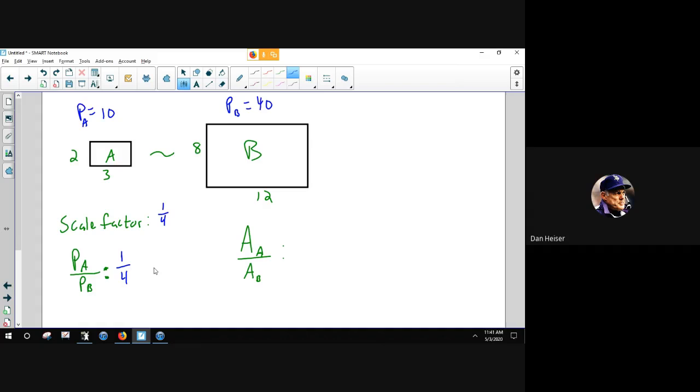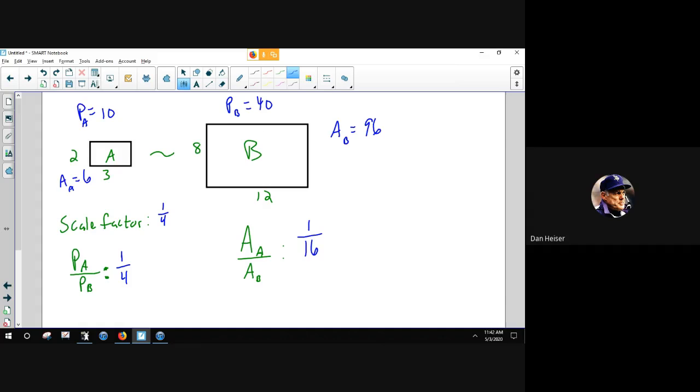This next part may be a little surprising. The area of rectangle A is 6. There's our 6. The area of rectangle B is 96. So when we put that in a ratio, 6 over 96, that's going to reduce into 1/16.